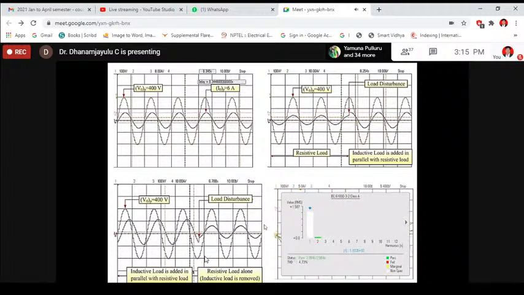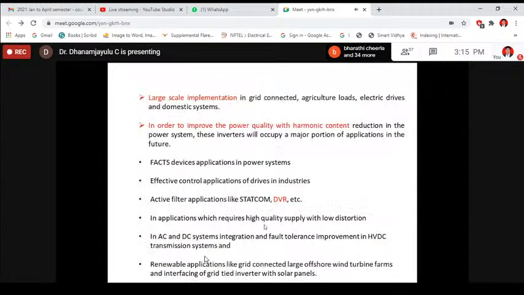THD is also calculated. So finally, you can say it can be implemented at large scale in grid-connected systems, agricultural loads, electric drives, and domestic systems, in order to improve the power quality and the harmonic content. You can implement this in power systems, concentrate on custom power devices, the D-STATCOM and DVR, and even apply it if you are employing a bidirectional inverter. You can employ it in hybrid vehicles.